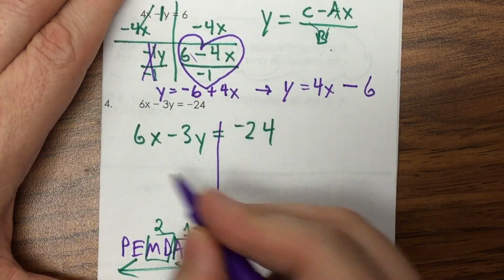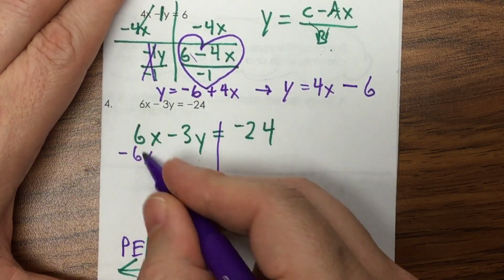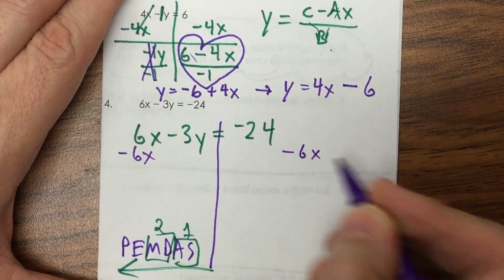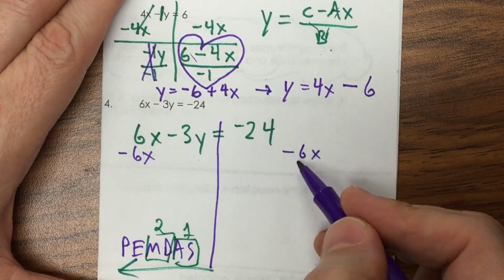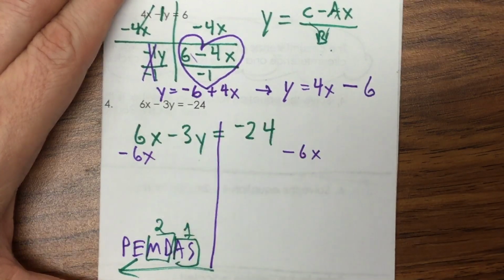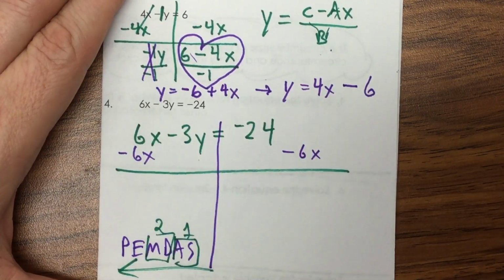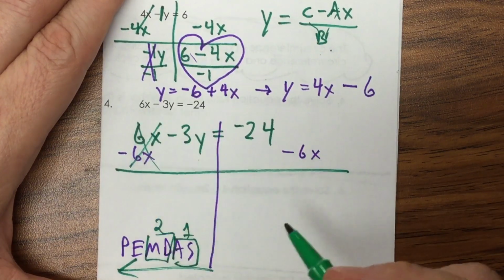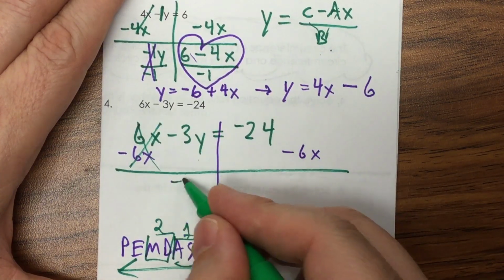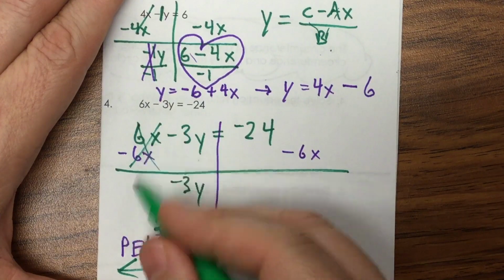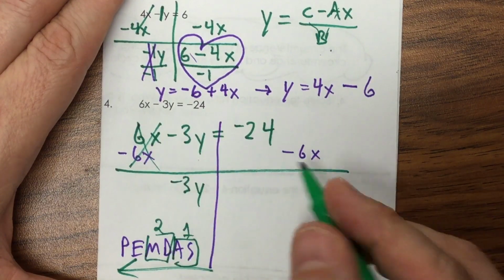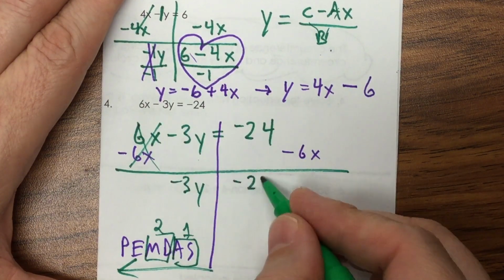He becomes minus 6x on both sides. And once again, I do not write them up and down from each other. They are not like terms. All right? So this cancels out. He's gone. I have negative 3y still, but this is gone. These guys I write side by side.